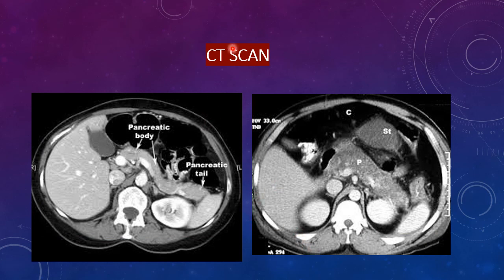Next is the CT scan. This is the CT scan showing the pancreas here, an enlarged pancreas. Measurements can be taken to see whether it's enlarged. The head here, the body and tail. And this is the spleen. Here again is the pancreas. Head, body and tail. It is increased, thickened and edematous.